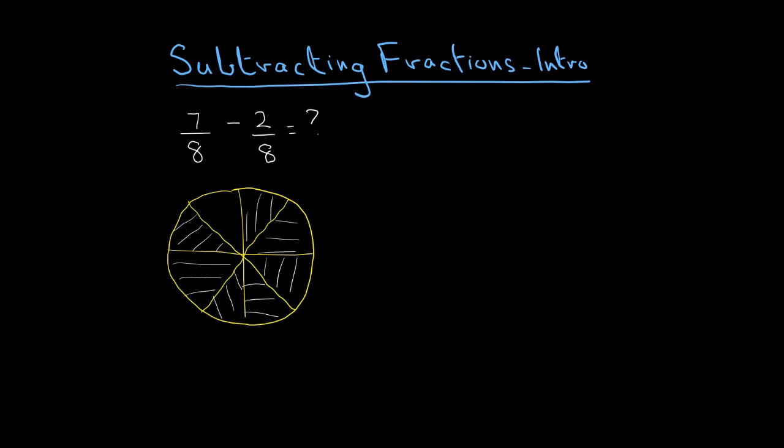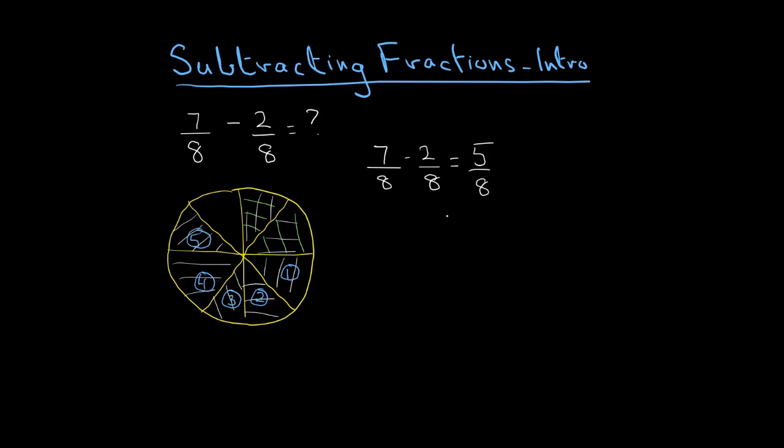So what that means is I'm going to give away maybe this slice, and I'm going to give away this slice. So I've given away 2 slices. So how many slices are left? Let's count. Well, I have 1, 2, 3, 4, 5 slices left. So the answer is 7/8 minus 2/8. I can say that 7/8 minus 2/8 is equal to 5/8.